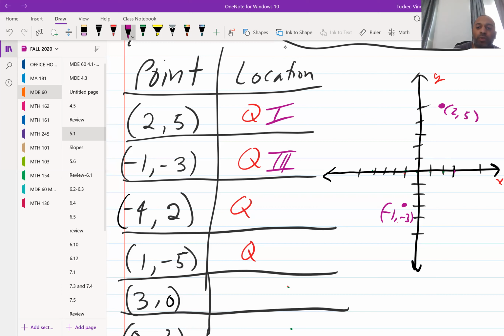Next one, start at your origin once again, go to the left 4, then up 2 because the 2 is positive. So I'll put this in quadrant 2. Then 1, negative 5, I go to the right 1, positive 1, and then down 5, which is a negative 5. That puts us in quadrant 4. So before we look at the last 2 points, questions on those first 4.